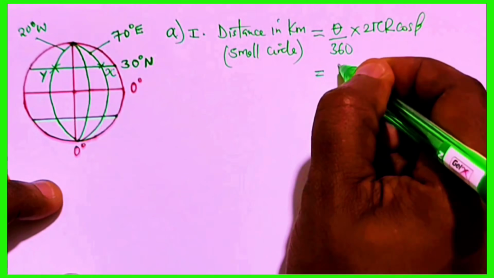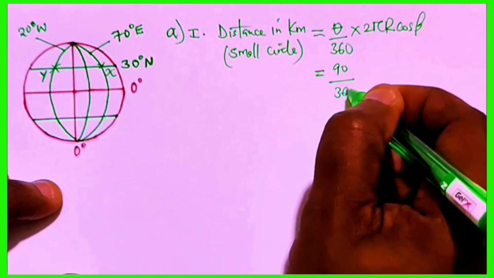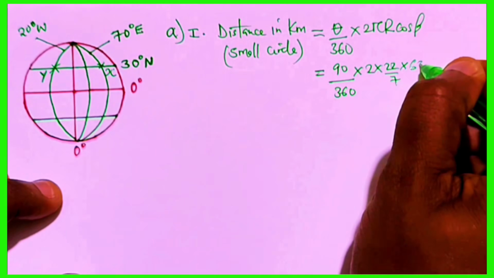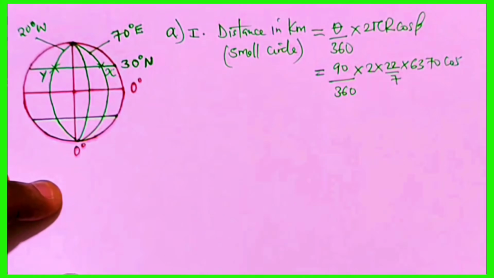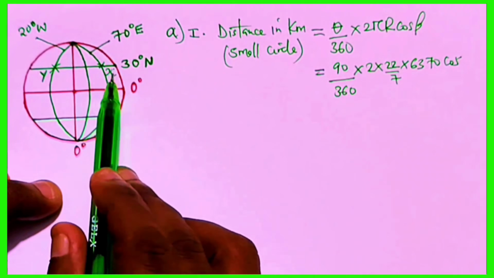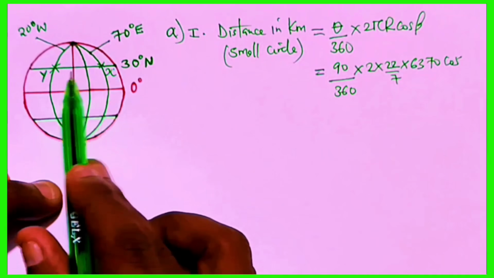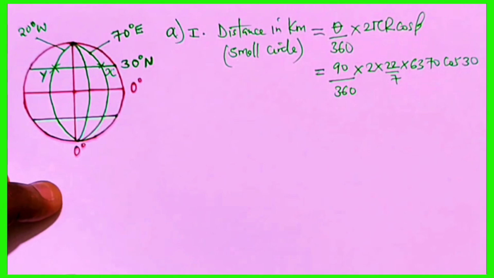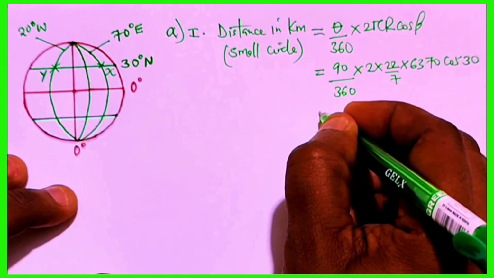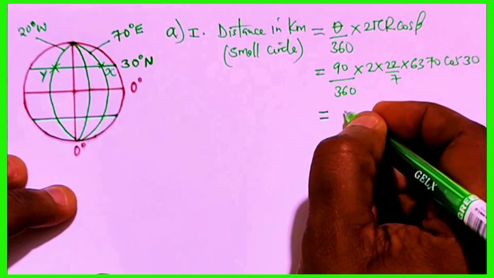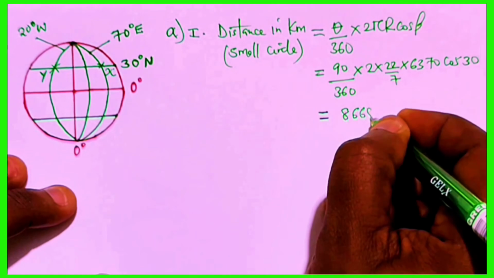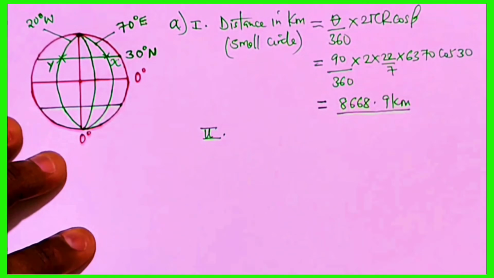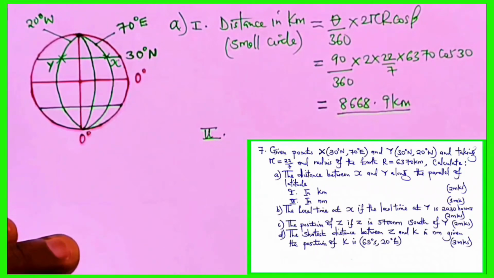So we are going to have 90 divided by 360 degrees, and then we multiply by 2 times 22 over 7 times 6370 cos. Then the value of beta will be 30 degrees, since the latitude of X and Y is 30 degrees north. So we're going to have cos 30 degrees. And then when you do the multiplication and division, the solution you're going to get is 8,668.9 kilometers.